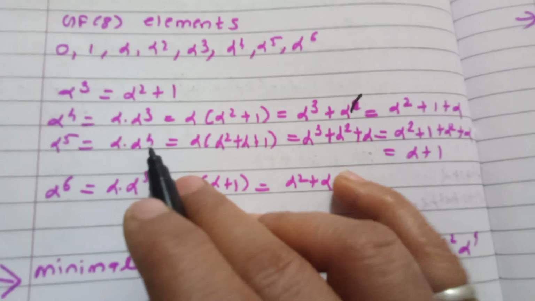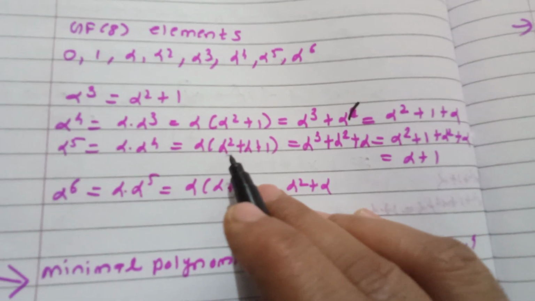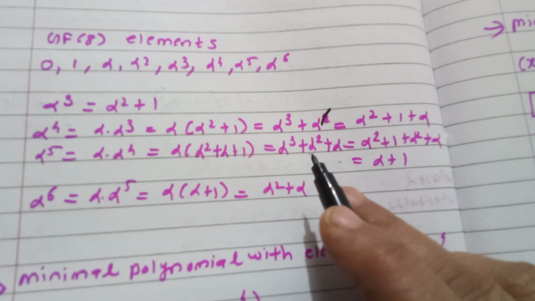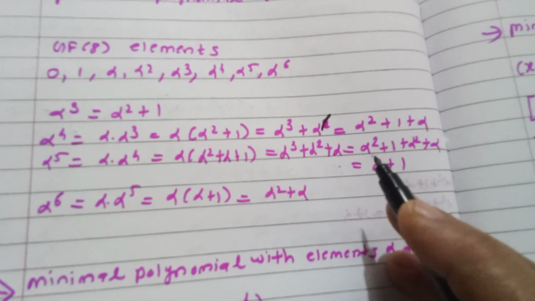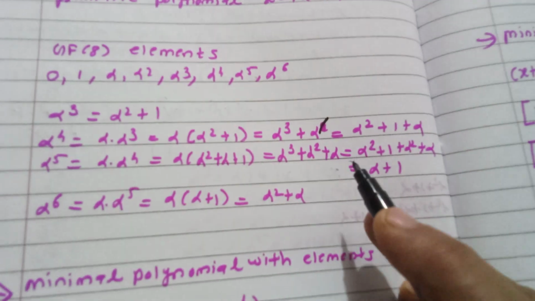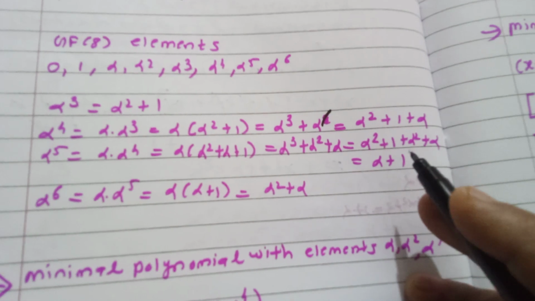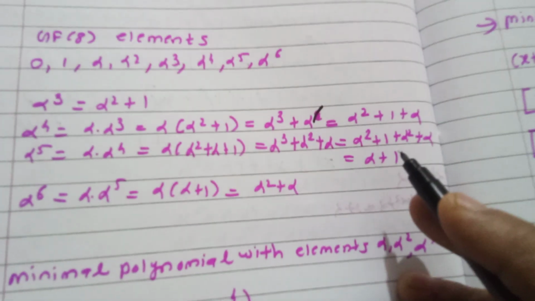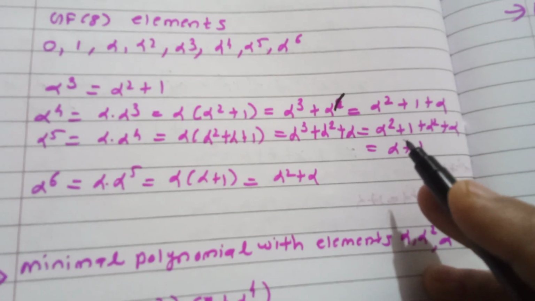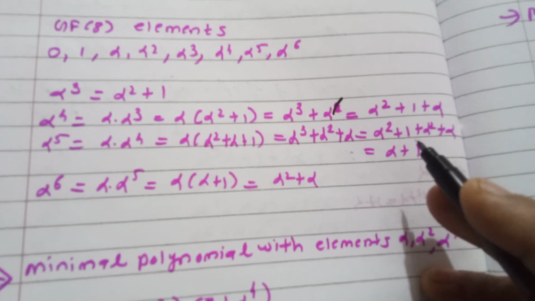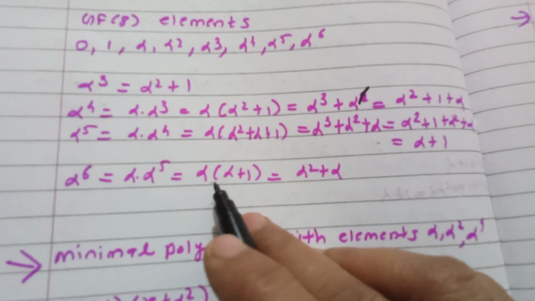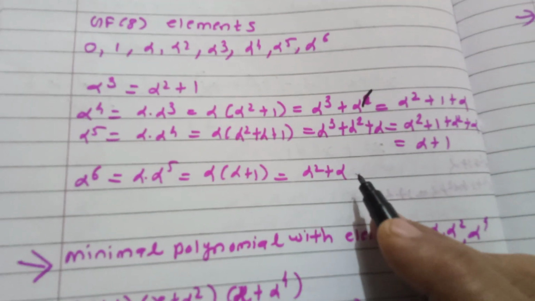Alpha raised to 5 is alpha into alpha raised to 4, that is alpha into alpha square plus alpha plus 1, that is equal to alpha cube plus alpha square plus alpha. Alpha cube is alpha square plus 1, plus alpha square plus alpha. So this alpha square gets cancelled, because alpha square plus alpha square is equal to 0, because 1 plus 1 is equal to 0 in XOR operation. Here plus means nothing but XOR operation, because all these operations are mod 2 operations. So the answer is alpha plus 1. Then alpha raised to 6 is alpha into alpha raised to 5, that is alpha into alpha plus 1, that is equal to alpha square plus alpha.